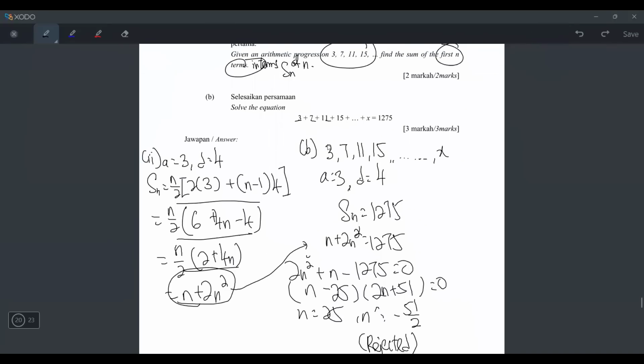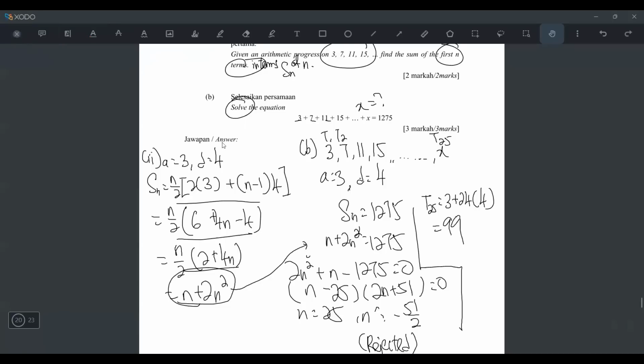Means this is T1, this is T2, T3, T4, and Tx is T25. But it's still not the answer yet because they want you to solve. Solve means find the unknown, means find the x. So I still don't know the value of x yet because x is not 25. But we already know x is the 25th term, so I can find it. So use what formula? A plus n minus 1 d formula. So A is 3 plus n minus 1, 25 minus 1 is 24, times with d. So press this, then you get the answer. Okay, what I get? 3 plus 24 times 4. I got 99. Right. So that's how you do this question, right?